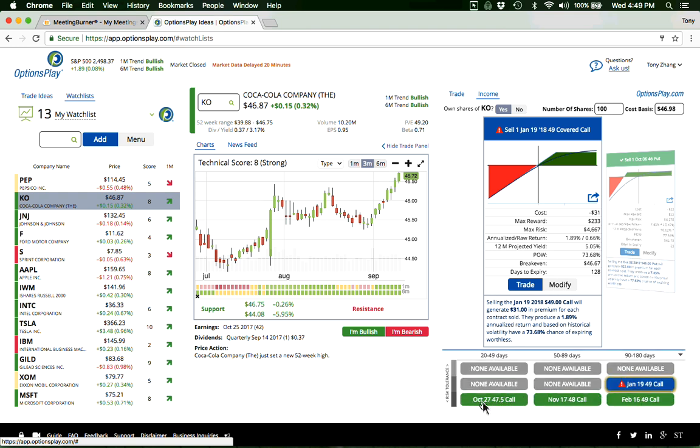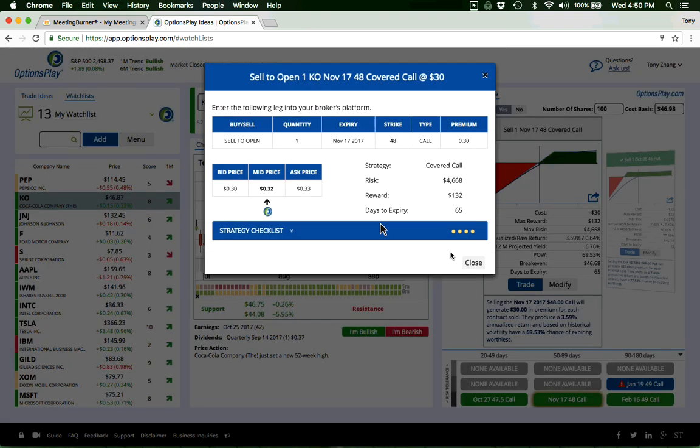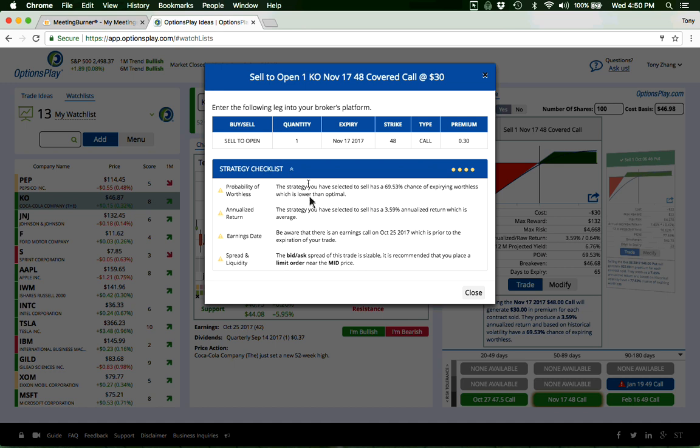So if I want to do an October call, I have to get really aggressive. I have to go down to the 47.5. That's only about 70 cents out of the money, and I'm only going to get 28 cents in premium for that. So for me, that's not worth my while. So this is telling me that I can make other choices if I want, but I'm not comfortable selling a November call that's only $1.10 out of the money. So if I click on trade, as you can see, the probability is not good. The annualized return is just average, and there's earnings between now and expiration. So this is not a trade that I would like to make.